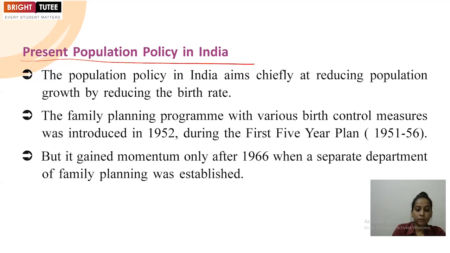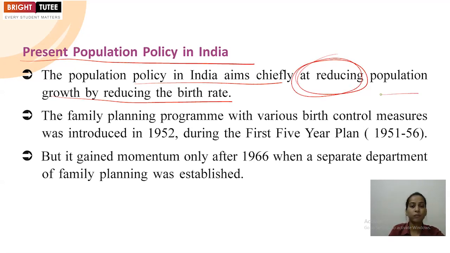The population policy in India aims chiefly at reducing the population growth by reducing the birth rate. So what is the main focus of this population policy? We want a reduction in the population, which means a lower birth rate must be there, because we have already controlled the death rate with better health facilities and other facilities. We have already controlled the death rate, but we need to control the birth rate also.